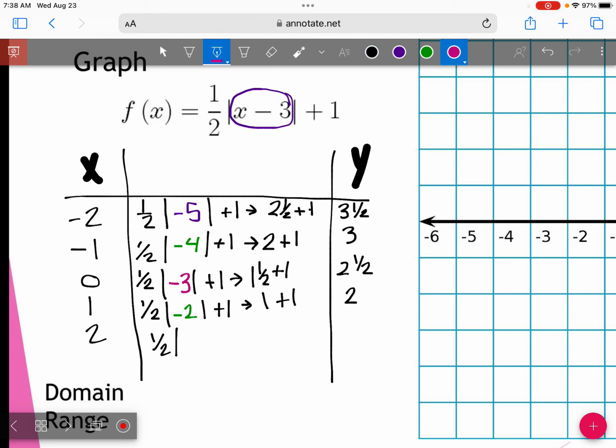1/2 times the absolute value of 2 minus 3. 2 minus 3 is negative 1 plus 1. So we get absolute value of negative 1 is 1. 1 times 1/2 is 1/2. 1/2 plus 1 is 1.5.